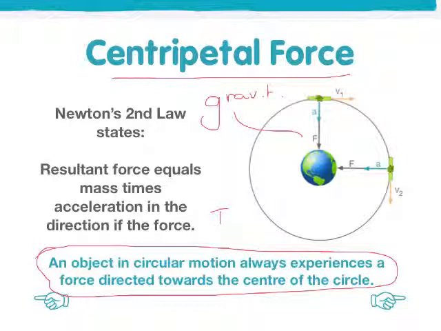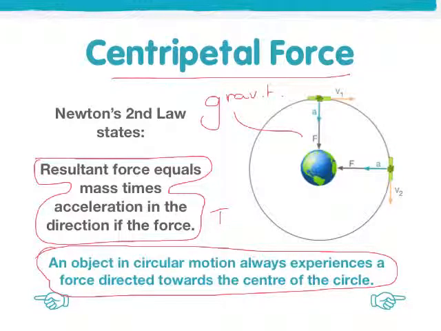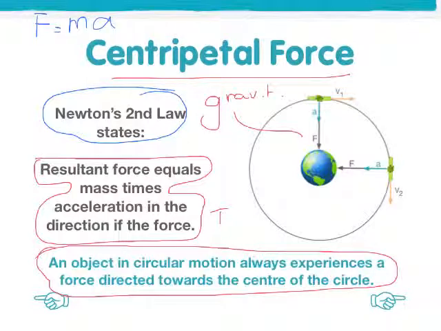If we have a force towards the center, how can we calculate it? Well, the resultant force equals mass times the acceleration in the direction of the force. Where did we get this from? Well, you did it last year. It's Newton's second law, sometimes disguised cunningly as force equals mass times acceleration. So how can we calculate that force? Well, can we calculate acceleration? We sure can. It's v squared over r. So let's have a look.